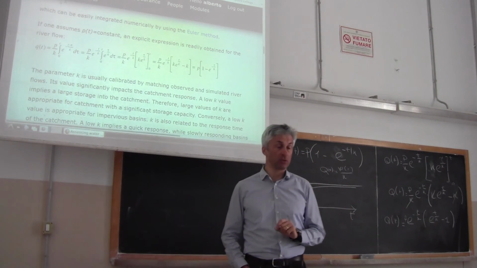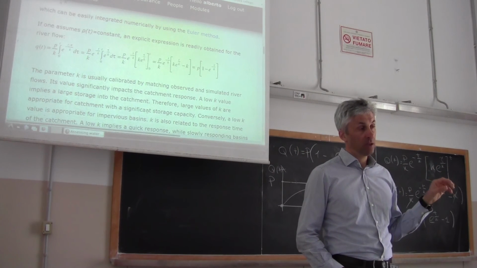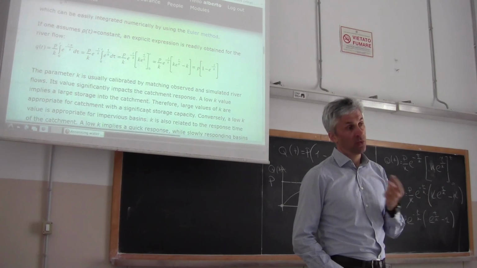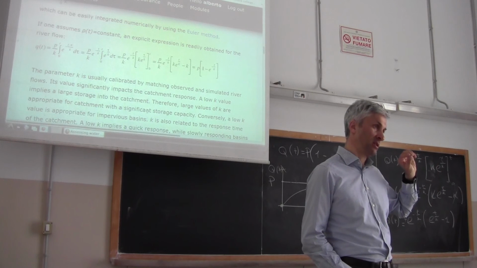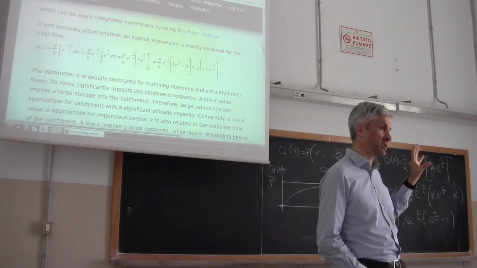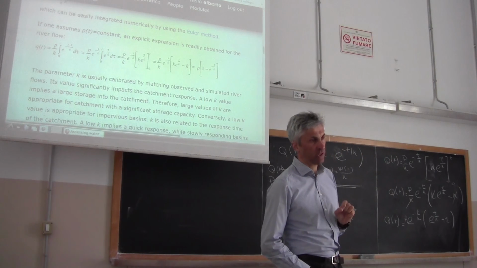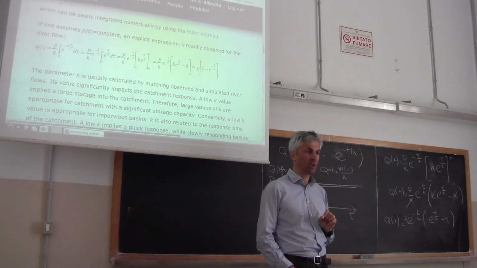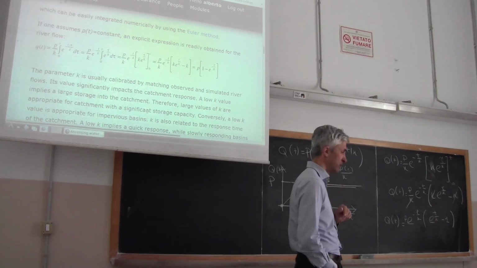And how is it estimated then? It is estimated usually, and then we make the break, by matching observed versus simulated flows. And we will dedicate some time to this parameter estimation procedure in a subsequent lecture. So again, K is a parameter, and it's usually estimated through comparison between observed and simulated river flows.